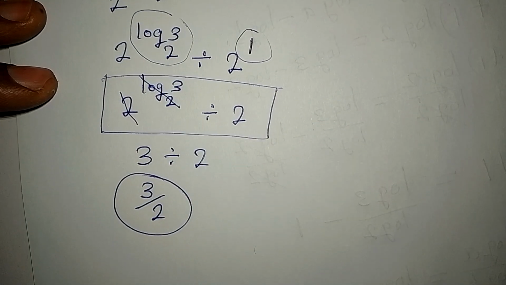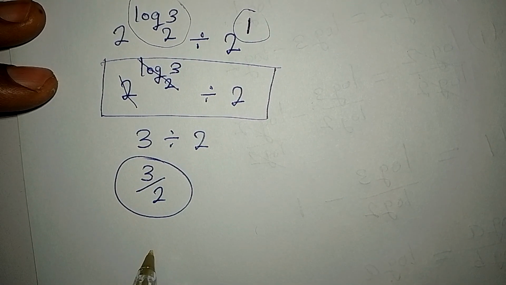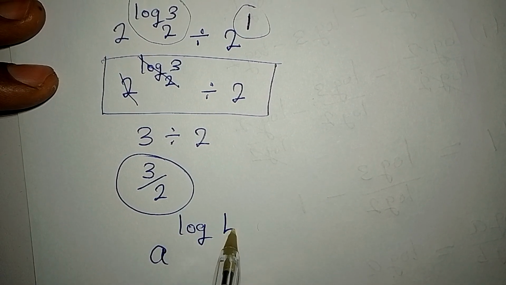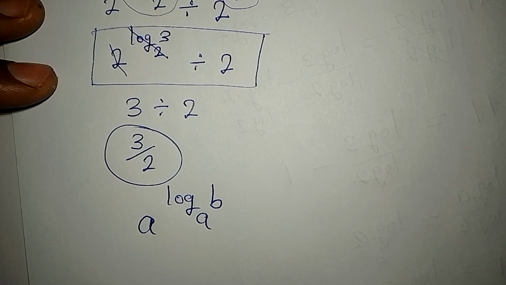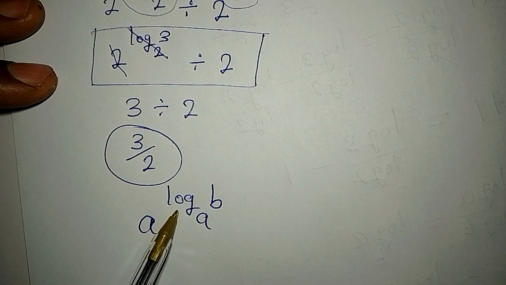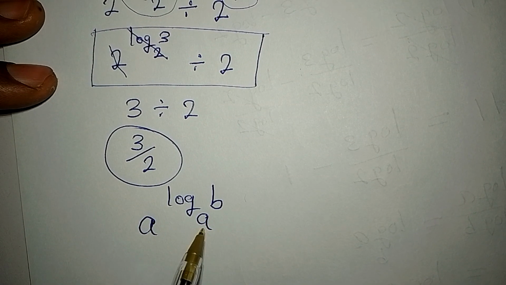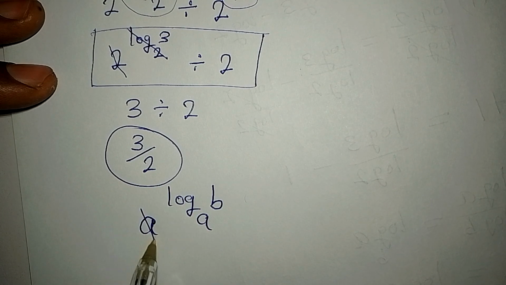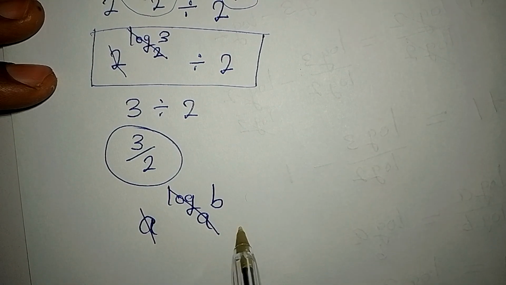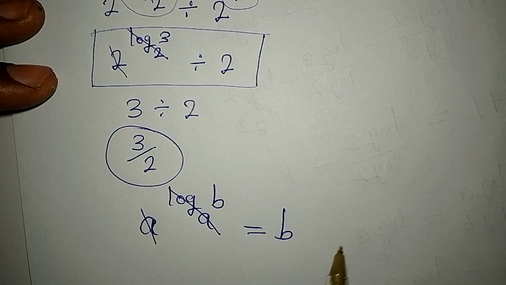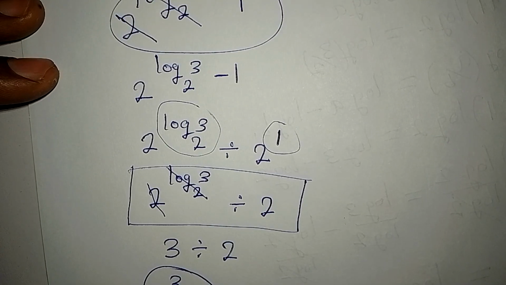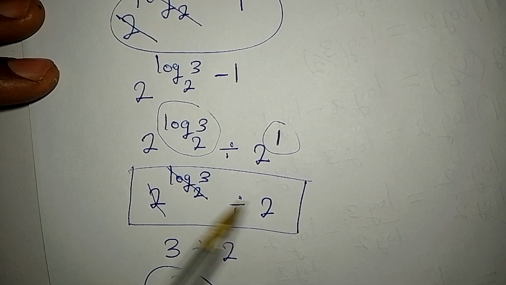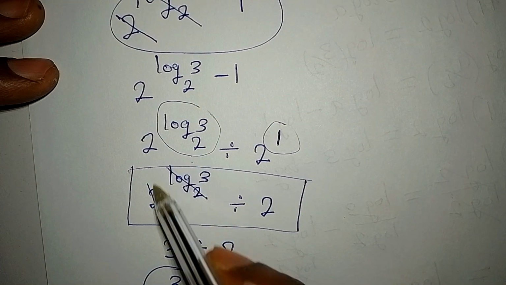There is a law again that says if you have a to the power of log b to base a, because the base and the base here are the same, this and this can cancel, so that our answer will be b. This is the same thing I did to get this 3 over here. As 2 cancelled log 2, 3 becomes what we have from the first term here.